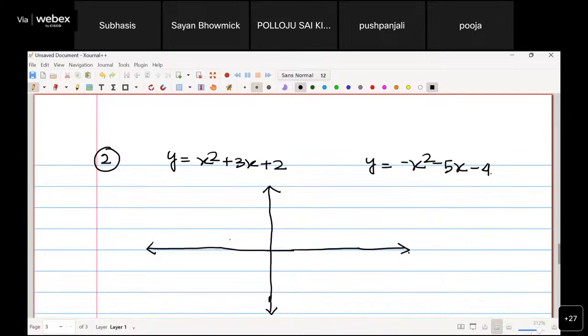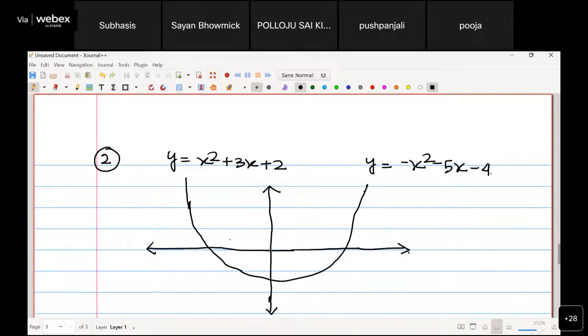Just a minute. Suppose this is the first one. No, sir, both parabolas are in the second and third quadrant, not in the first and fourth. So what are you saying? Okay, don't take the graph seriously. I'm drawing some vague diagram, because to draw the complete proper graph I have to draw a lot of things.